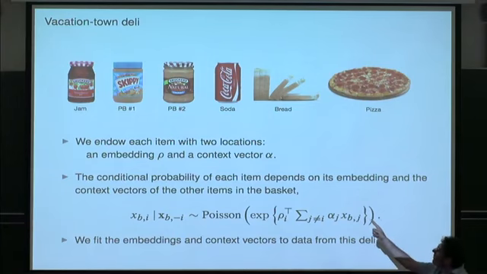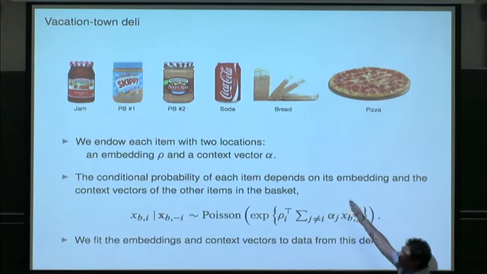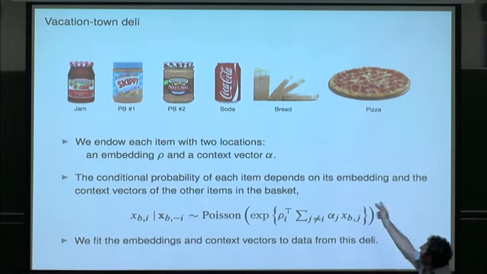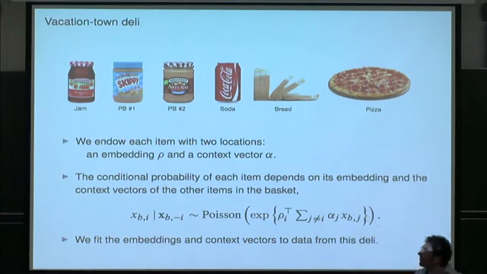So each item is going to have two locations in this latent space, an embedding rho and a context vector alpha. There's one for each item here. And this is the core idea. It's simple. The conditional probability of each item depends on its embedding and the context vectors of the other items in the basket. So in this case, the context is whatever else is in the basket.